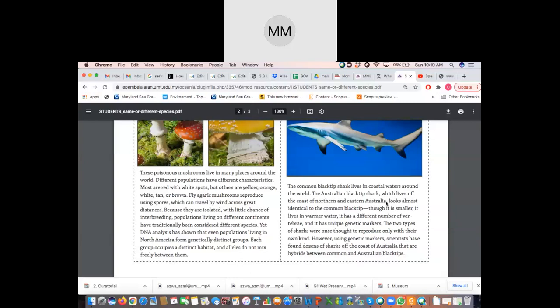Okay, interesting. All right. Interesting point. Different species because their environments are different, not the same characteristics. Okay, very good.